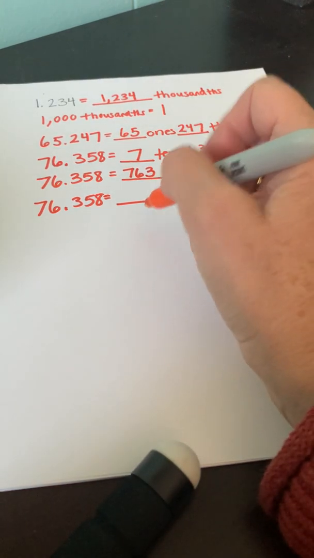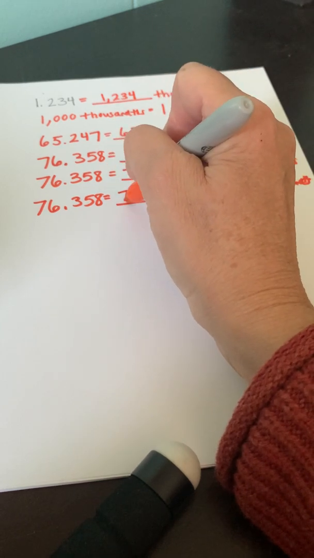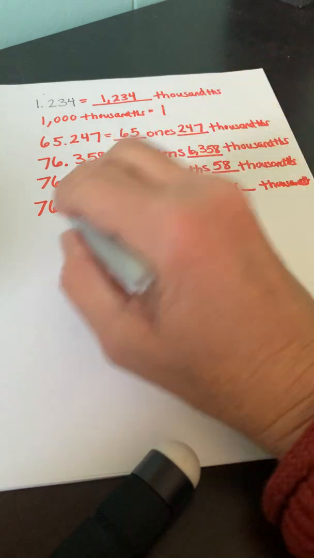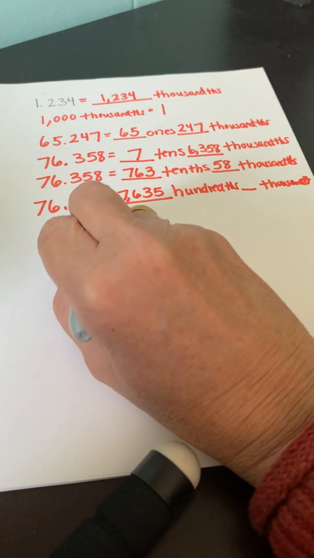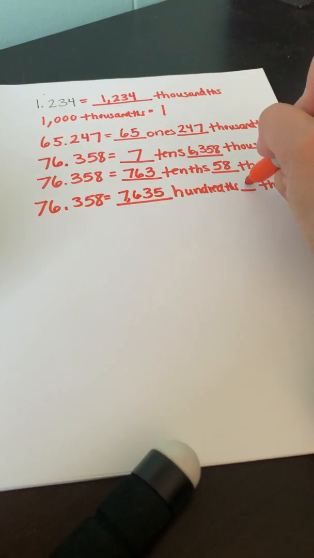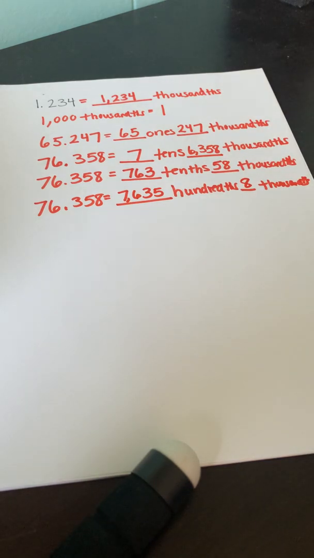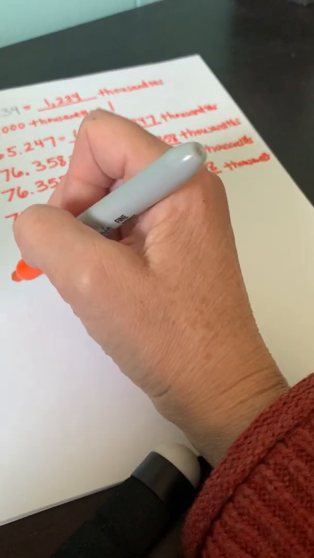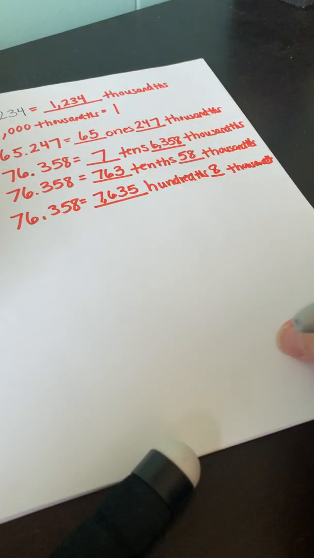All right, this would be 7,635 hundredths. I recorded my number up to the hundredths place, 8 thousandths. All right, we'll keep practicing taking out the units. Let's move on right now to another fluency.